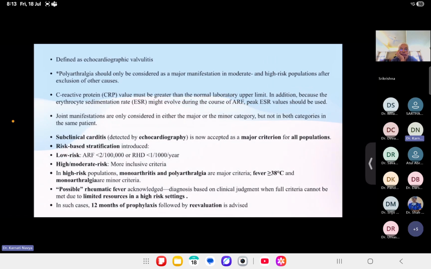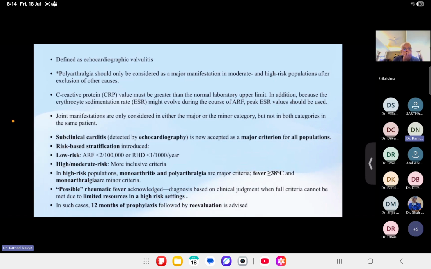Carditis is usually defined by echocardiographic valvulitis, and polyarthralgia should be considered as a major manifestation only in moderate and high risk populations after exclusion of other causes of polyarthralgia. The CRP value must be greater than the normal laboratory upper limit, which is more than 3 milligram per deciliter. In addition, because the ESR might fall during the course of acute rheumatic fever, the peak ESR value should be used. The joint manifestations are only considered in either the major criteria or the minor criteria, but not in both in the same patient.